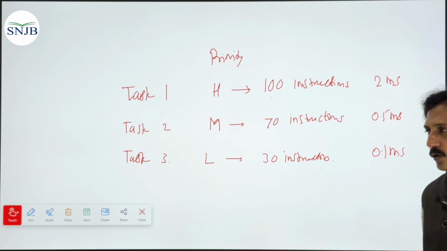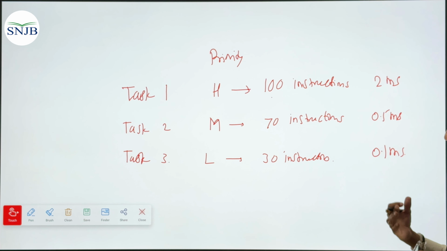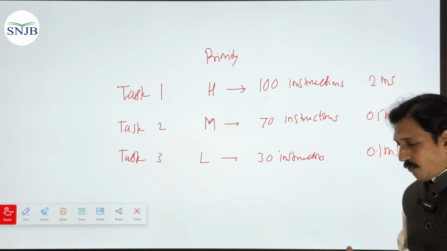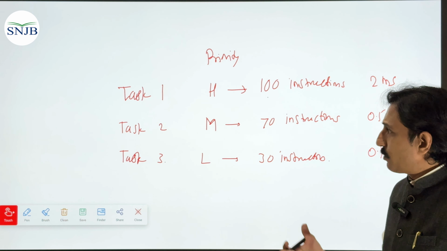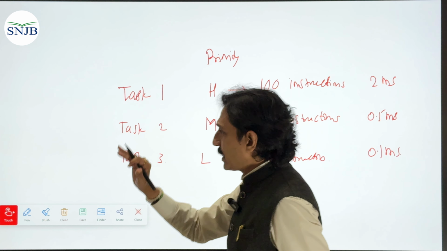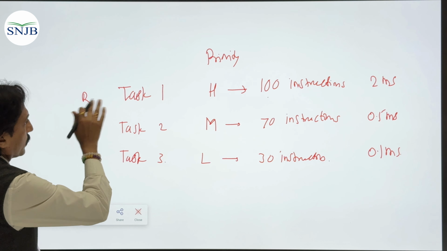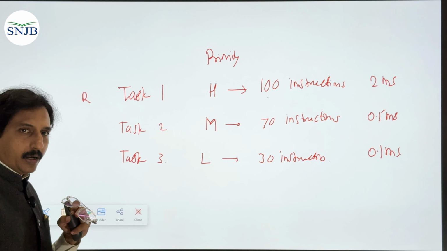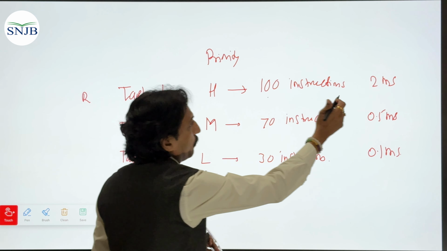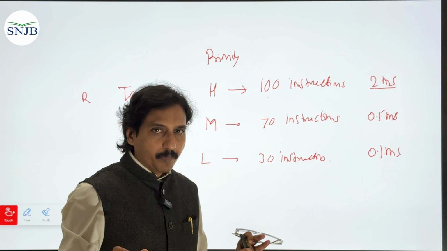If this is the scenario, it means that the scheduler should know how much time is required to execute this particular task when it is going to be loaded into the system. Now, if this task is requesting first, then obviously the scheduler loads this task into its memory, executes it within 2 milliseconds, and then it becomes idle.